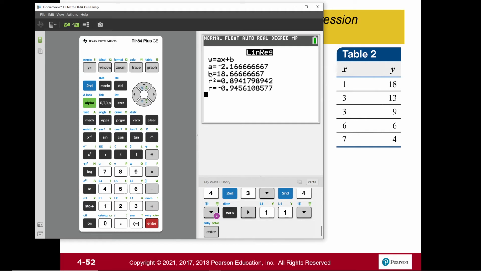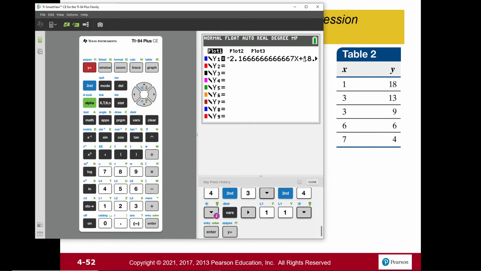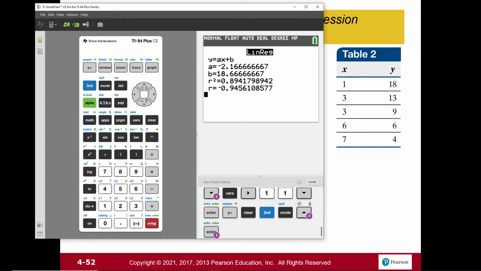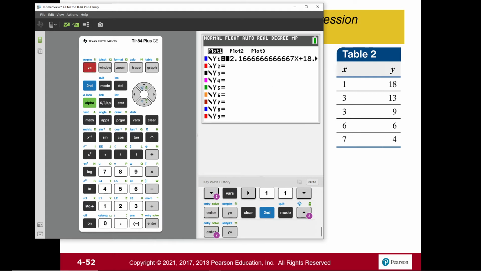Alright, so it actually calculated that slope and that y-intercept as 18. And then the R is a negative strong correlation of negative 0.94. Now if I hit y equals, it puts the regression line in that equation for me. Actually, wait. Let's try that again. There it is. And if I hit y equals, there it is.